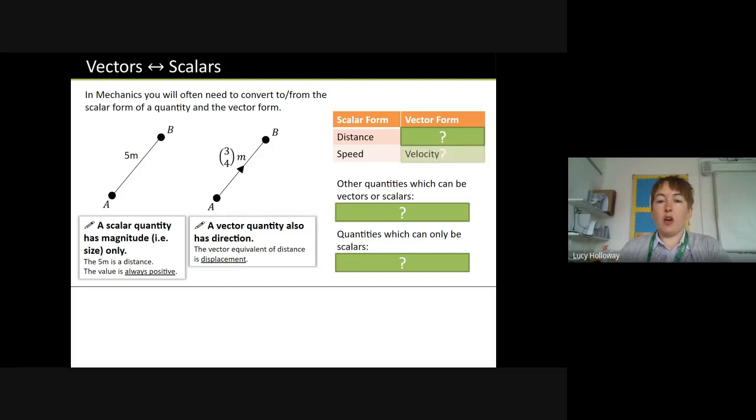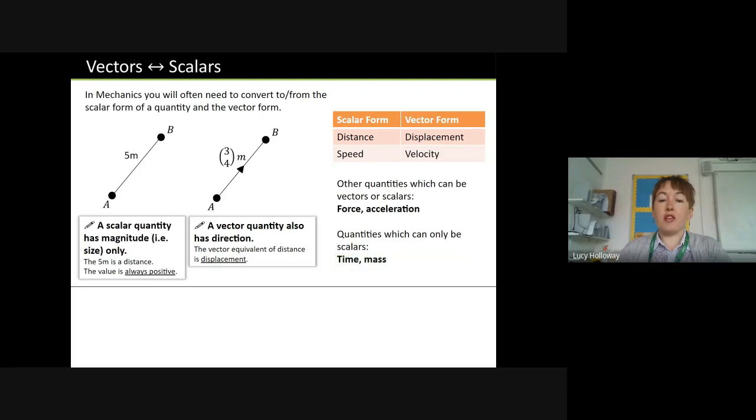Okay, so we've already mentioned velocity. So velocity is speed with a direction. So speed is a scalar. It just tells you a value, whereas velocity also will tell you a direction as well as the speed that you're going at. And the vector form of distance is displacement as well. We've mentioned that. Most other quantities can be vectors or scalars, such as force and acceleration, so that they can have direction as well as magnitude.